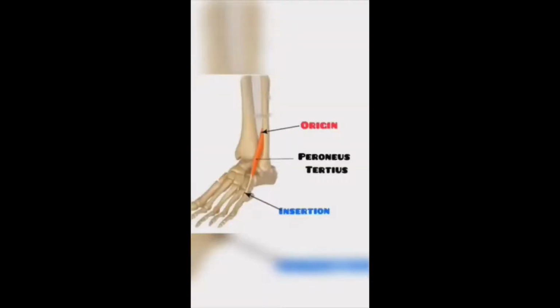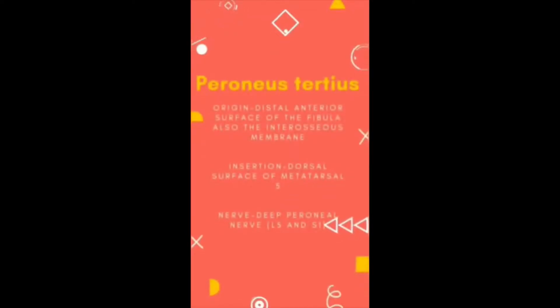Peroneus tertius. It originates at the distal anterior surface of the fibula, also the interosseous membrane. It is inserted at the dorsal surface of the 5th metatarsal. It is supplied by the deep peroneal nerve at 5th lumbar and 1st sacrum.